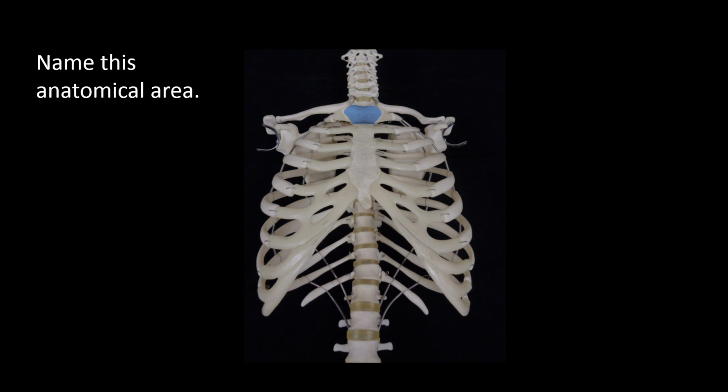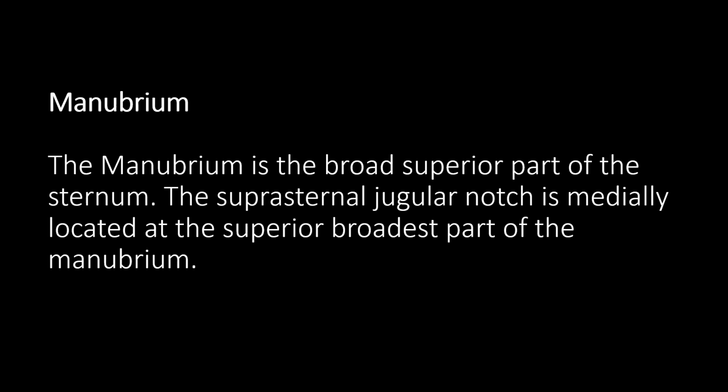Name this anatomical area. Manubrium. The manubrium is the broad superior part of the sternum. The suprasternal jugular notch is medially located at the superior broadest part of the manubrium.